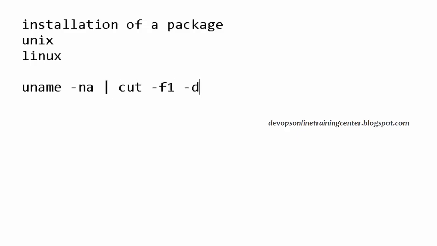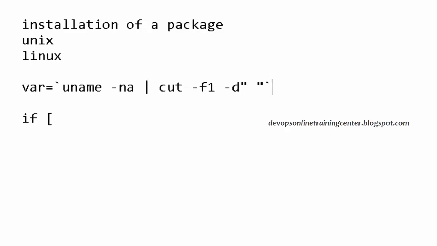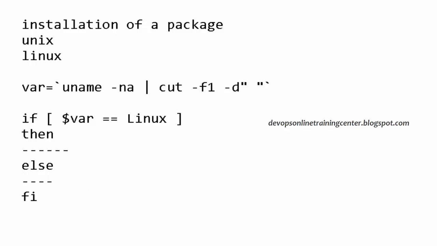I can use this to get a particular string. Then I can simply use an if condition and extract that. Just now we have seen how to use the output of one command using backticks, right? Then, if $var is equal to Linux, since this is a string, we can execute a particular command related to Linux, else use something related to Unix. So this way it will be helpful, right?